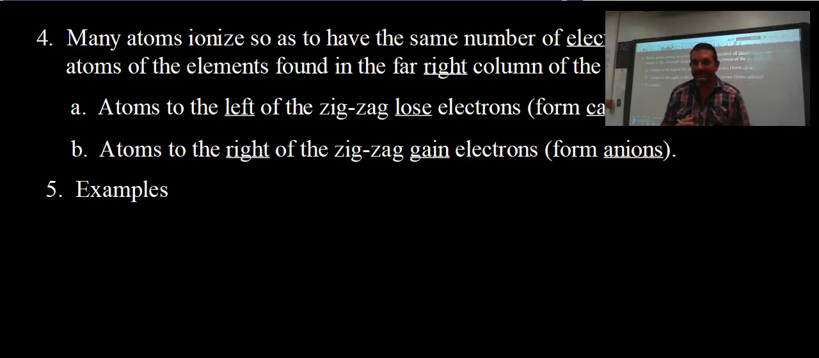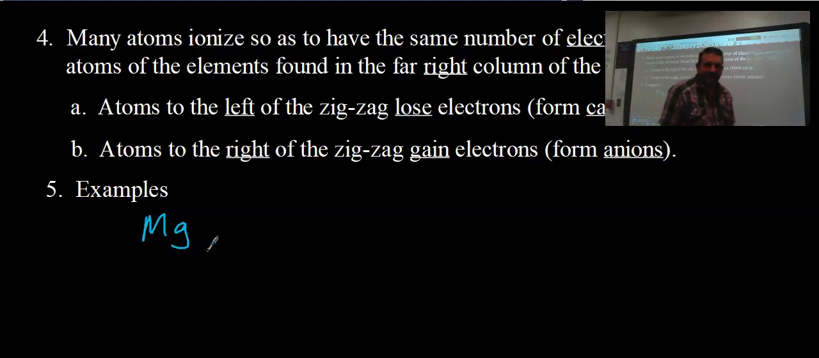Again, there are exceptions. Atoms to the right side of the zigzag, except for the noble gases, tend to gain electrons. Those elements to the right of the zigzag are nonmetals. Nonmetal atoms like to gain electrons to form anions. So let's take a look at some examples. And we're going to get to this in the notes in a little bit officially, but I want to mention this now. So what I'm going to do is I'm going to write something called ionization equations. And so an ionization equation shows how a neutral atom forms an ion. So let's do that.